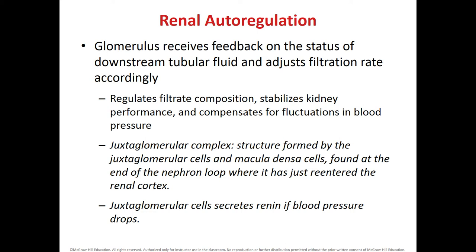One of the parts of the kidneys that helps to control this is the juxtaglomerular complex, which is a structure. This is the other key point. What is the juxtaglomerular complex? It's a structure formed by the juxtaglomerular cells and the macula densa cells that are found at the end of the nephron loop, where it just has re-entered the renal cortex, so next to the DCT. And these juxtaglomerular cells of the juxtaglomerular complex will secrete renin if the blood pressure drops.